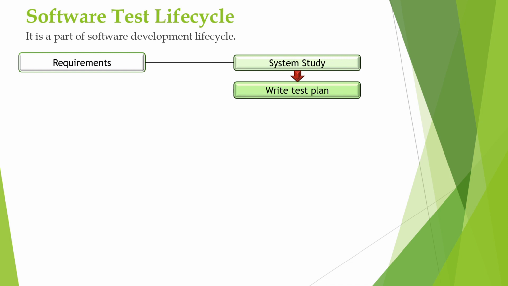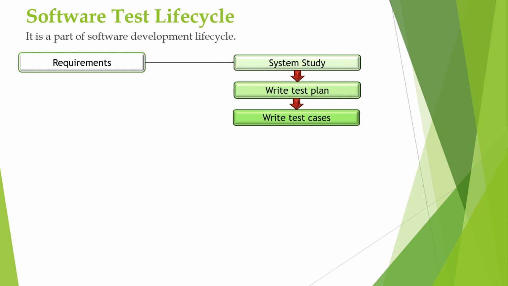It contains how many resources we require, that is, how many test engineers we require for this project, and when we should start writing the test cases, when we should stop writing the test cases, when we should start testing, and when we should stop testing. While testing, if we find any defect, how do we communicate the defect to the development team? All these details are planned in this test plan.